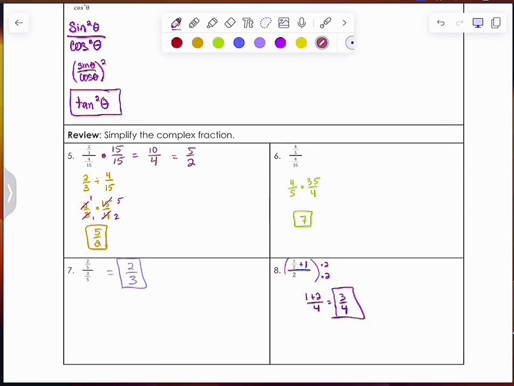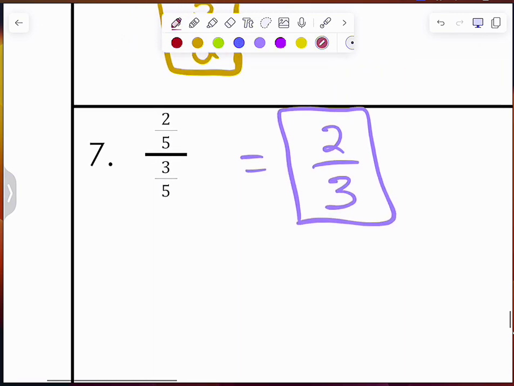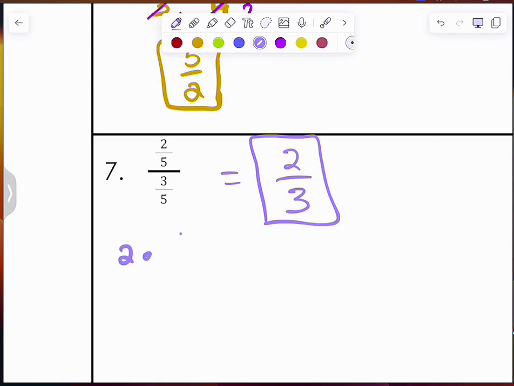Okay? For this one, I noticed that the denominators were the same. So 2 times 1/5. I'm just showing this so you can understand. I would never really write this out as a problem this way. But 1/5 and 1/5 cancels, and I can skip straight to the answer, 2/3. 2 divided by 5 is 2 times 1/5. So if I can pull that out, that denominator cancels, and I just have the 2/3.